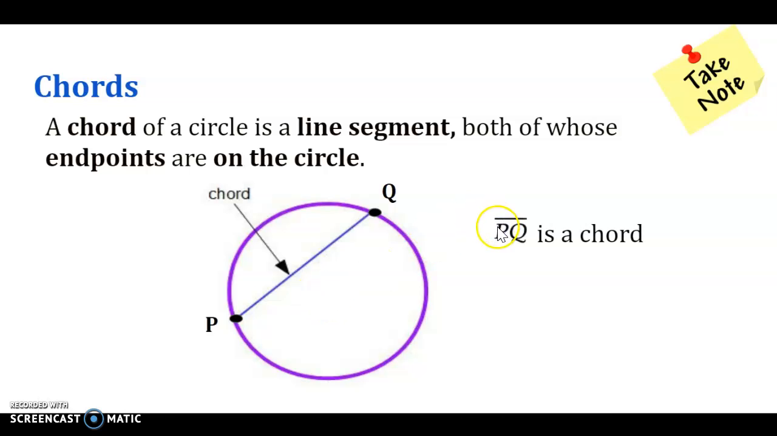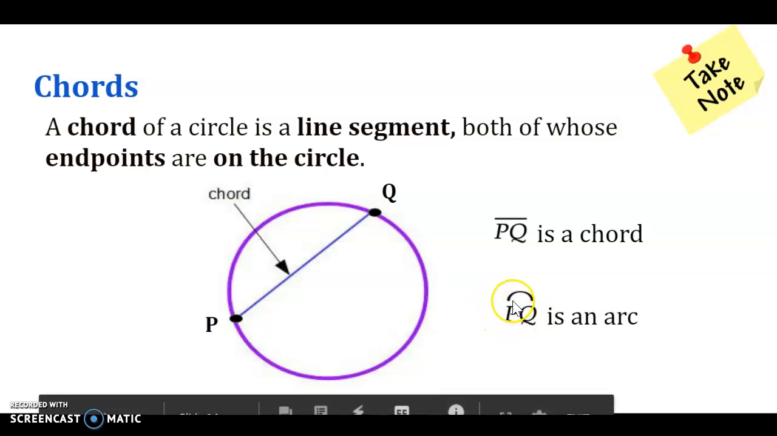So this is the notation PQ with the line at the top. It's a chord. This is the line segment notation. Now let's contrast this to PQ with this curved line on top. What does that mean? This notation is used for PQ as an arc. That means PQ with the round curved line refers to the arc, while PQ with a straight line refers to the chord.